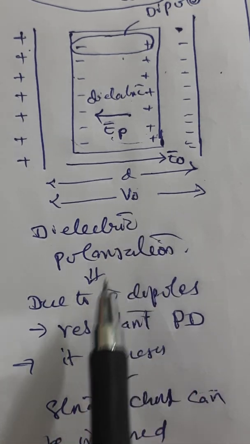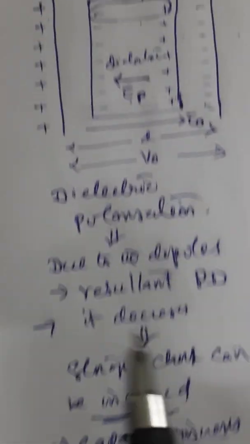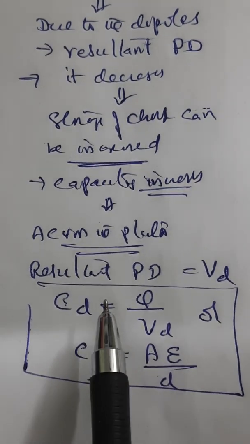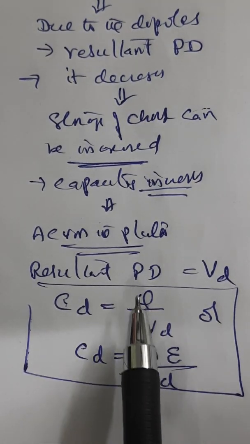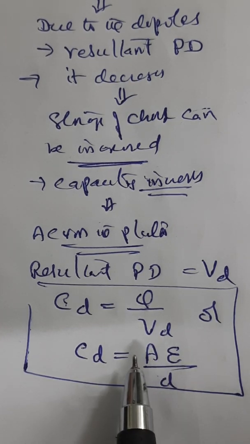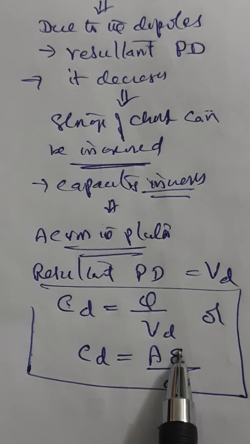So capacity now can be calculated using the same formula like this. This is without dielectric. Now with the dielectric, this will change like this. Instead of Q by V0, you will have Q by Vd. Instead of A epsilon naught by d, it is A epsilon by d. This is with dielectric. Right?